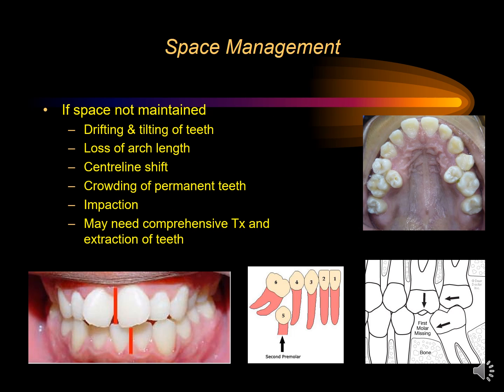What happens if space is not maintained? There will be drifting and tilting of the adjacent teeth, and this will result in a loss of arch length, and also maybe a shift of center lines, especially if the loss is not balanced. Once there's loss of arch length, permanent teeth tend to be crowded and may even get impacted, and all this will mean that one would need to do comprehensive treatment, probably with extraction of teeth.